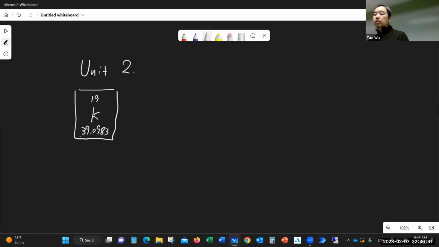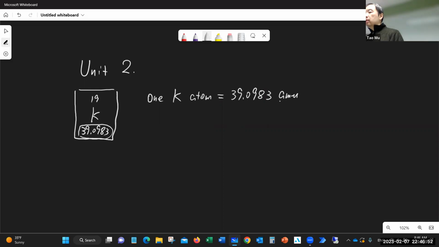39.0983, and this is the average atomic mass for potassium, which means one potassium atom is equal to 39.0983, and the unit is AMU, which is atomic mass unit. Okay, so this is for the one element.